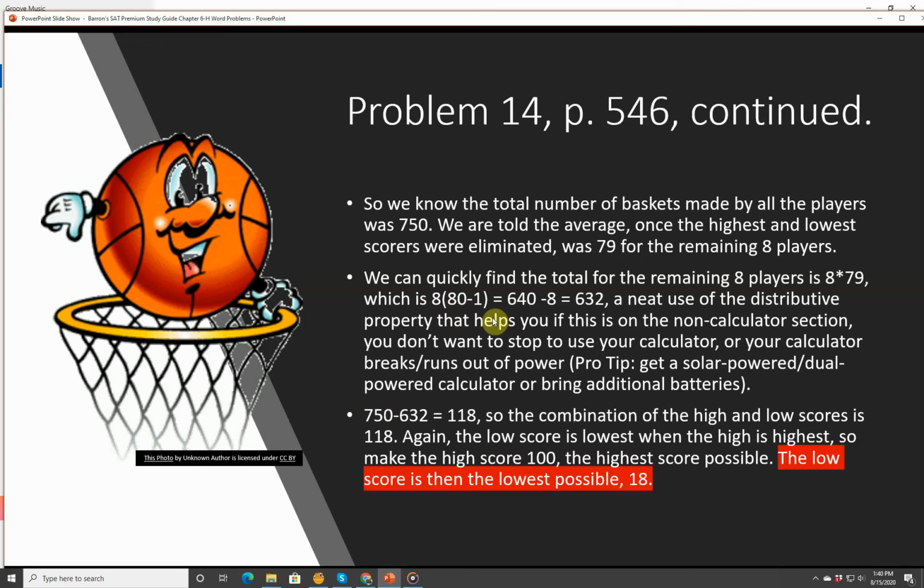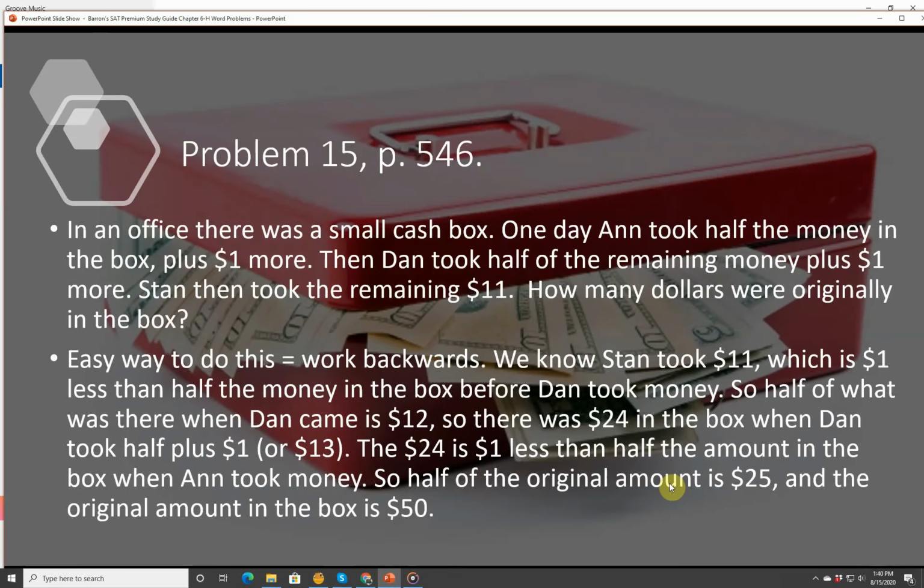So 750 minus 632 is 118, so the combination of the high and low scores is 118. Again, the low score is the lowest when the high is the highest, so let's say the high score was 100, the guy made all the free throws, the highest score possible, then the lowest score is the lowest possible, and that's 118 minus 100, which is 18.